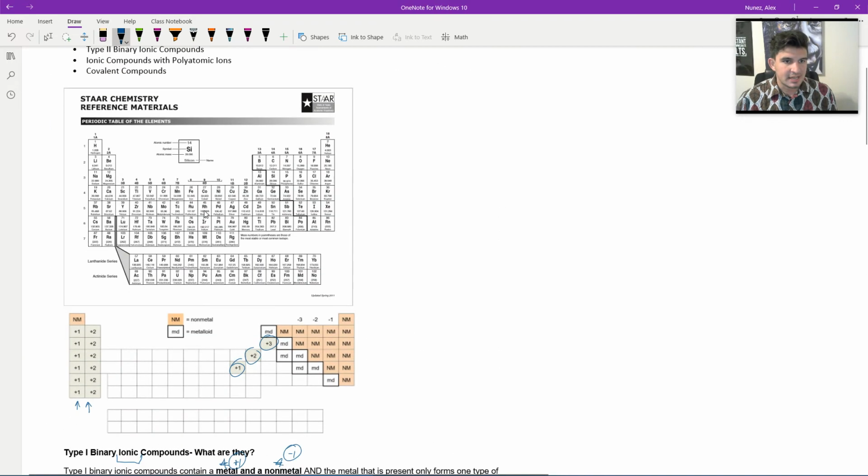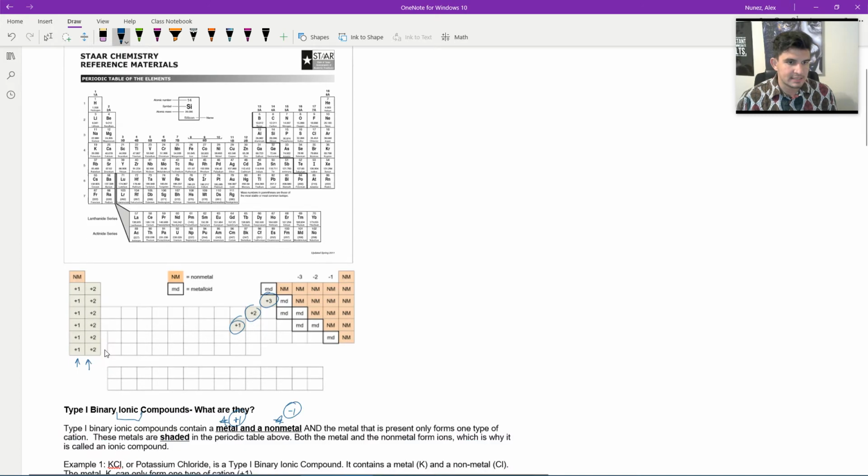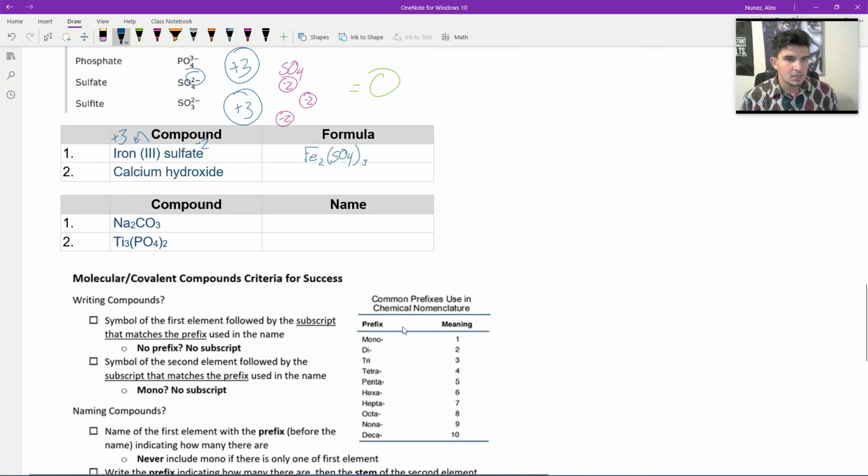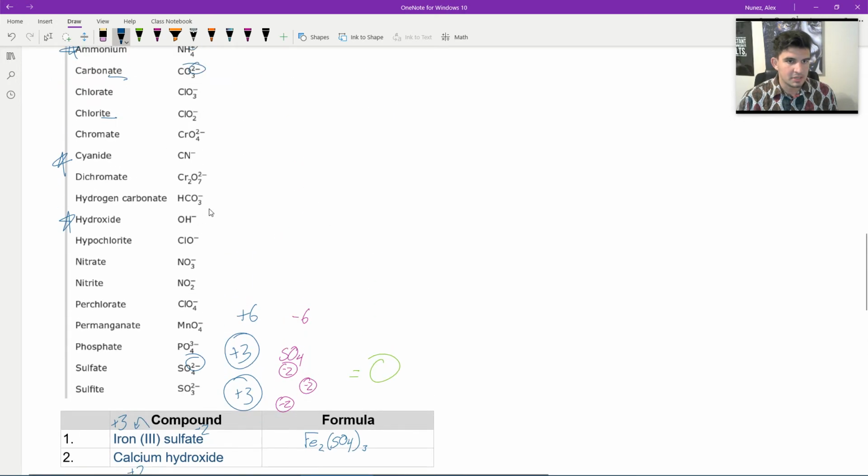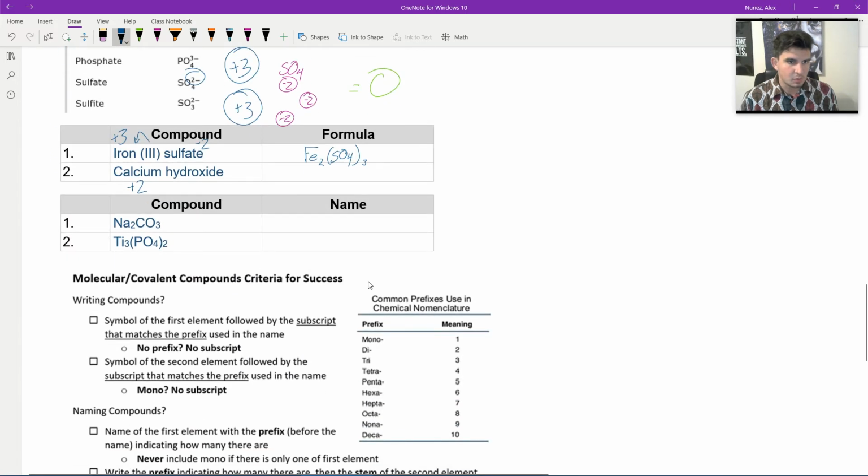Calcium is one of our type 1 metals. It shows up in group 2, so it has a charge of +2. Hydroxide is one we're going to need to look up in our polyatomic ion table. Hydroxide has a charge of -1, which means I'm going to need 2 hydroxides to balance 1 calcium. So I'm going to write calcium hydroxide in parentheses with the 2 on the outside.